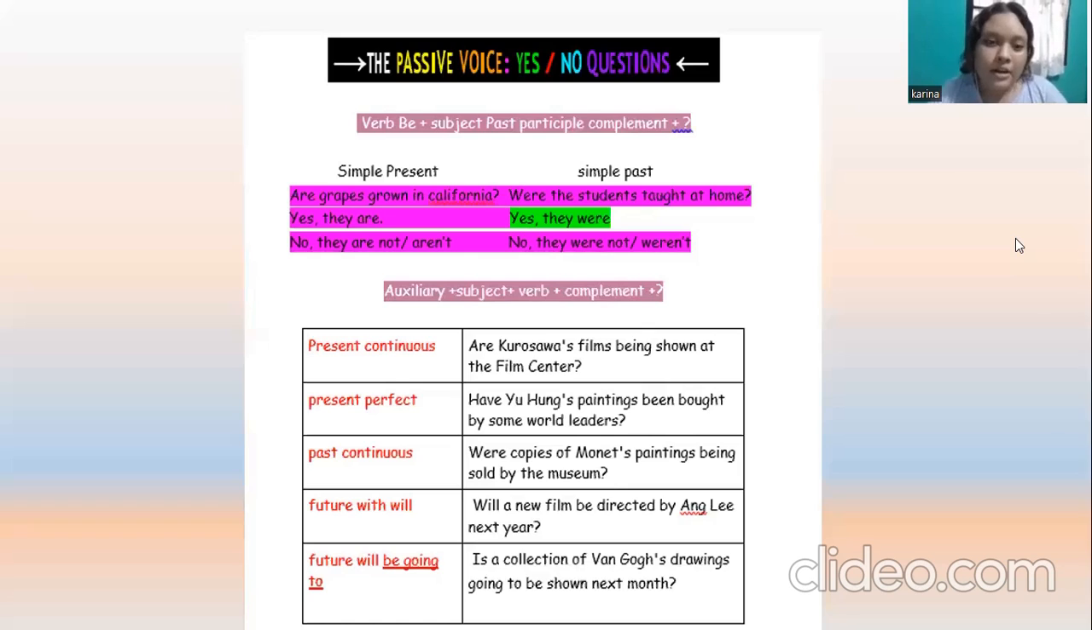As you can see here, we have other grammatical tenses like present continuous, present perfect, past continuous, and we have other structures. Basically, it is the same, but we have auxiliaries like have, will, and others. And as you can see here, some examples for each grammatical tense.